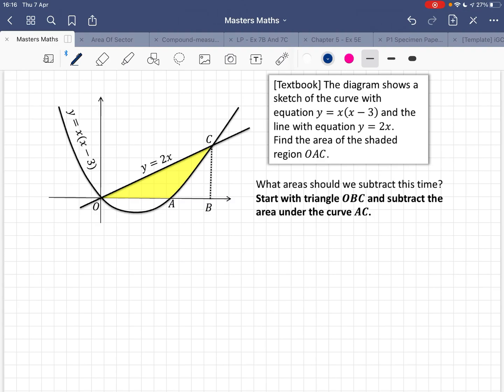More difficult because this time the line is on top of the curve, or the line is above the curve. So this time our line is y equals 2x. The curve has the equation x squared minus 3x, and we want to find the yellow shaded area. This time we are going to find the area of this triangle. So this triangle here is the area we're going to find, and then we're going to subtract the integral of the curve from the area of the triangle instead of the other way around. So we're starting with the triangle and subtracting the area under the curve.